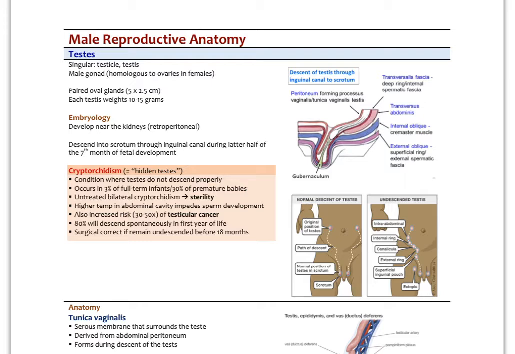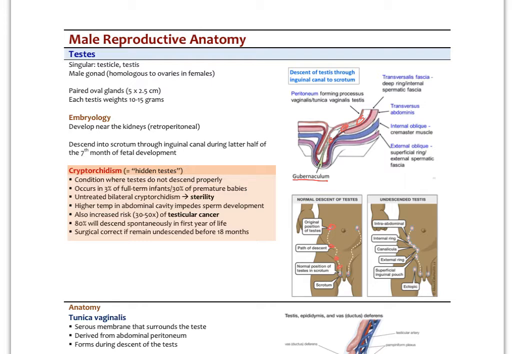Again, the gubernaculum is the sort of fascial tissue that the descending testes follow. Unfortunately, the testes can become trapped at different places along that pathway of descent, and this can cause cryptorchidism, or hidden testes. This is where the testes don't descend properly. It can be where the testes are actually way up in the abdominal cavity. They could be anywhere along that embryonic path of descent.